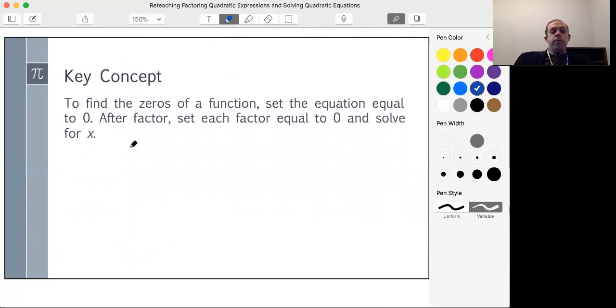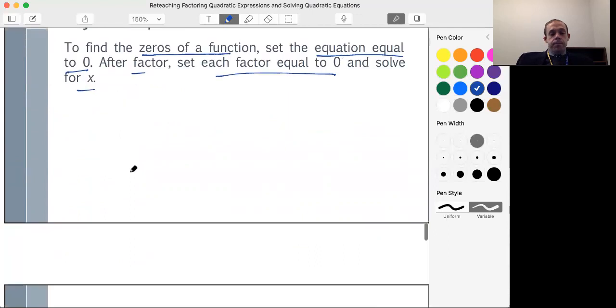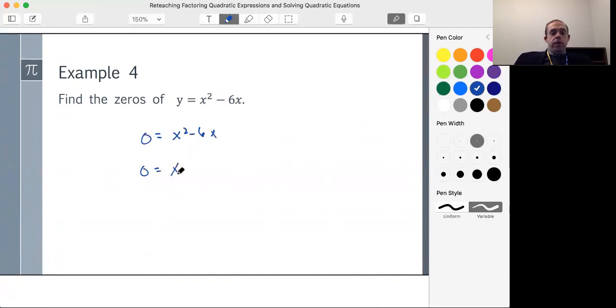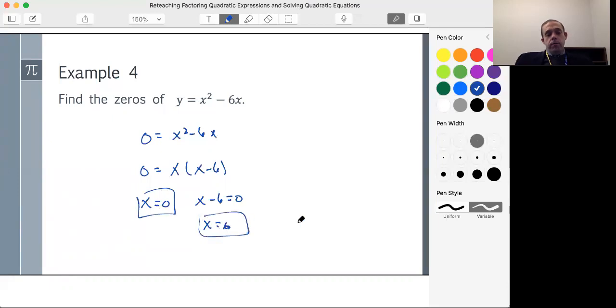Example 4, whenever we find zeros of a function, all we do is we set the equation equal to 0, factor, set each factor equal to 0, and solve for x. So example 4, it says find the zeros of this function. So step 1, we set that equal to 0 equals x squared minus 6x. Notice we have two terms. I think I could factor out an x. Now I have two factors. We set each factor equal to 0 and we solve. So here are your two solutions. And remember, you should check your answers also.